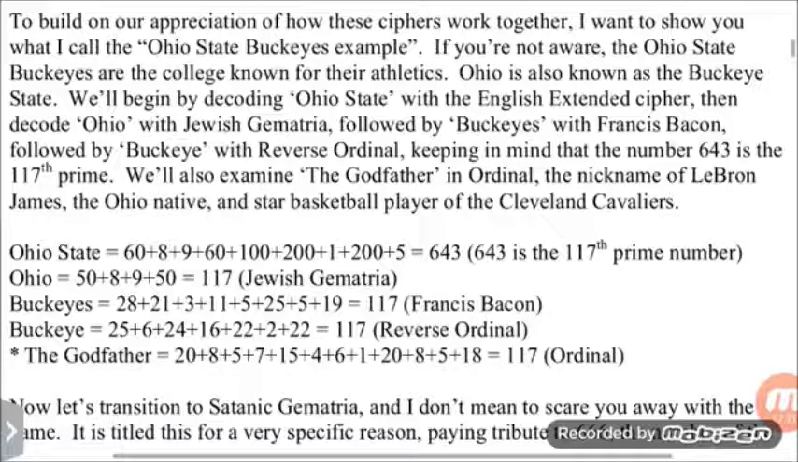the Cleveland Cavaliers. Ohio State equals 643. 643 is the 117th prime number. Ohio equals 117, Jewish gematria. Buckeyes equals 117, Francis Bacon. Buckeye equals 117, reverse ordinal. Star, the Godfather, equals 117, ordinal.